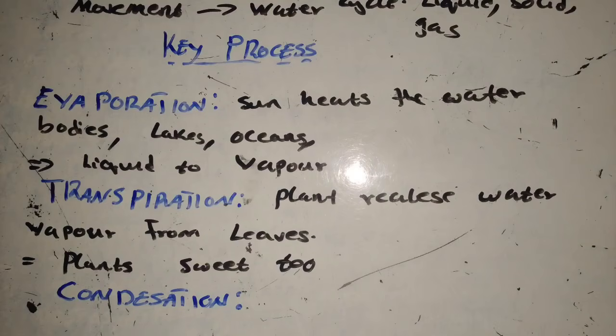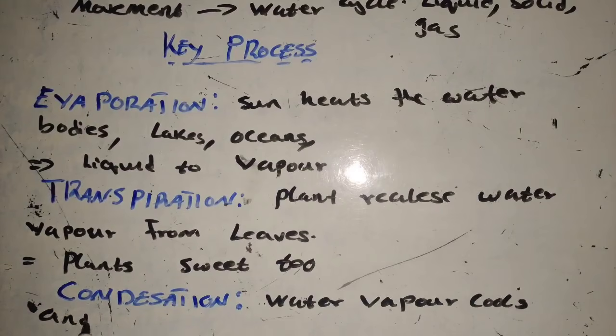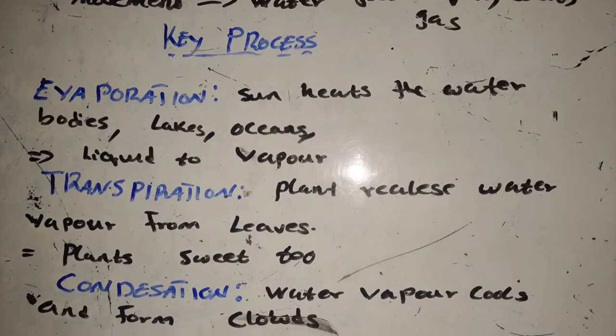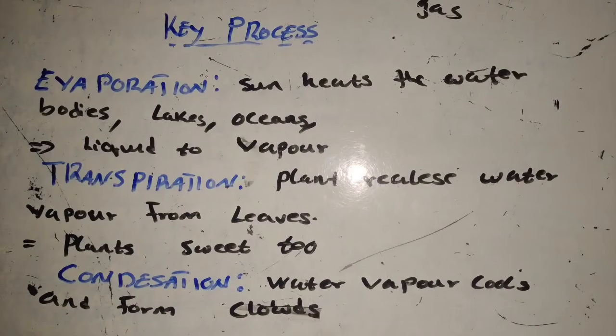So we can write that the water vapor which was lost by the plants cools and forms cloud. So that water which was released by plants will cool down and form cloud, and this is where the preparation of the rainfall comes in.